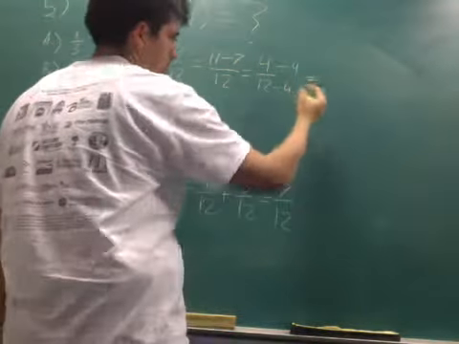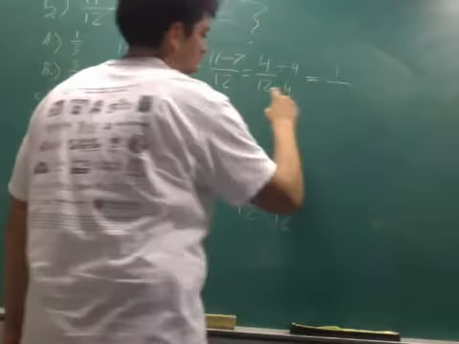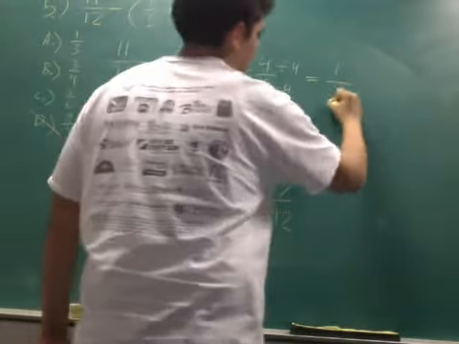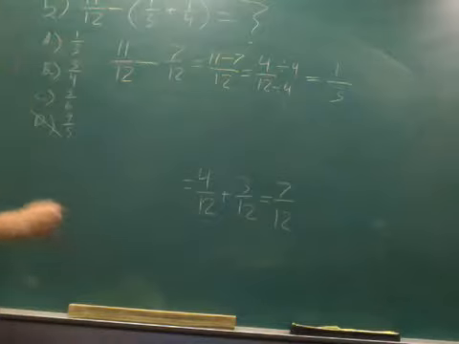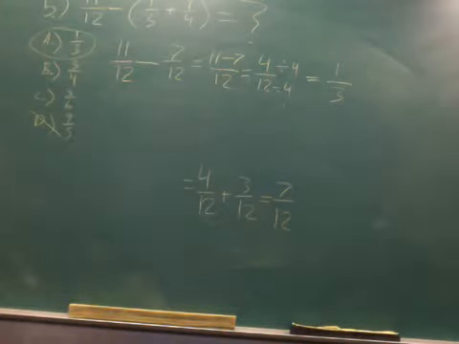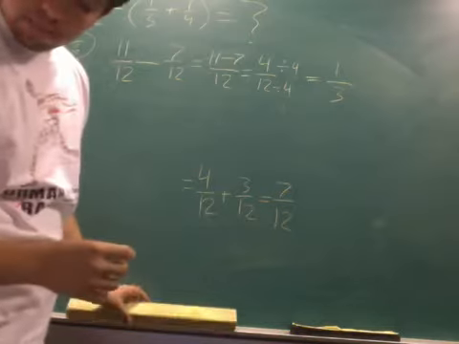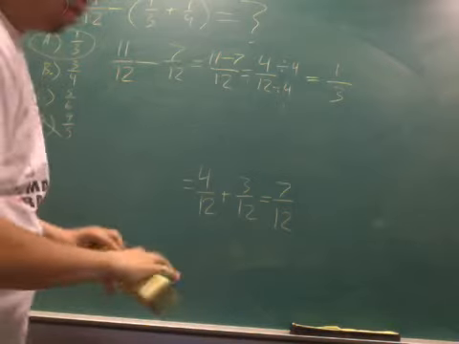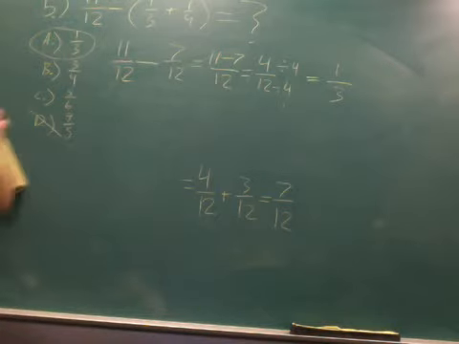So 4 divided by 4 is just 1. 12 divided by 4 is 3. So the answer is A, 1/3. Alright, next problem has to do with negative numbers.